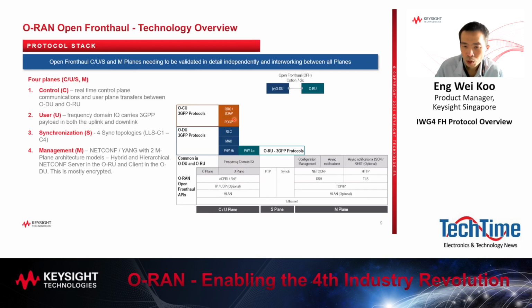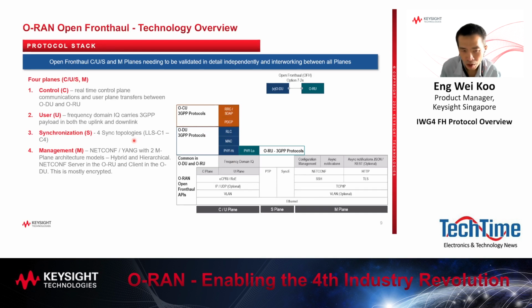And the 3GPP protocol stack would actually run on top of the U-plane, which is operating over frequency domain IQ. The PHY low, as we have discussed earlier, would actually reside within the ORU, and the PHY high, the MAC, and the RLC are designed to be running within the ODU. So the control plane, as the name suggests, basically is used for coordinating real-time communications between the ORU and ODU, and is used to communicate, for example, what are the beamforming weights to be used for the user plane transfer between the ODU and ORU. The user plane is frequency domain IQ. This is 3GPP data, payloads in uplink and downlink.